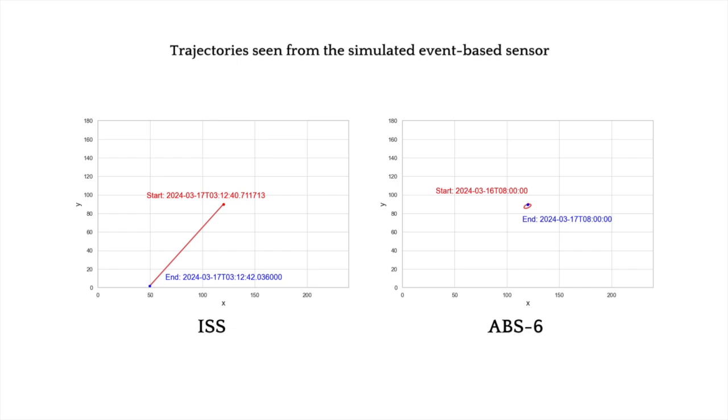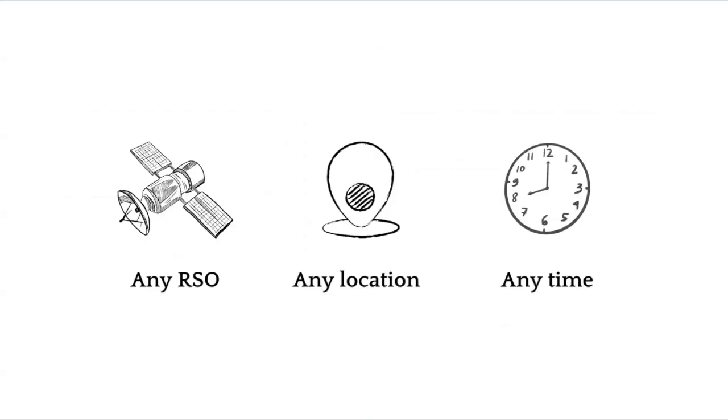Overall, the pipeline can be readily extended to track any resident space object from anywhere at any time. It can also be used as a basis for developing tools for planning future observations, as well as for assessing the feasibility of further applications such as satellite orbit determination.